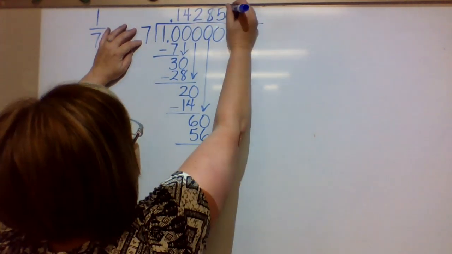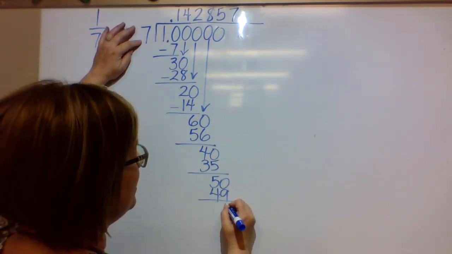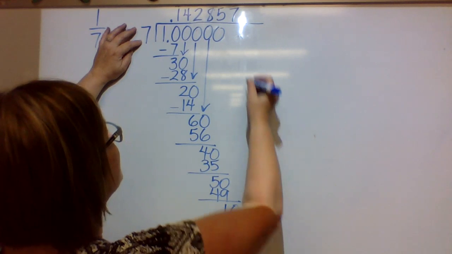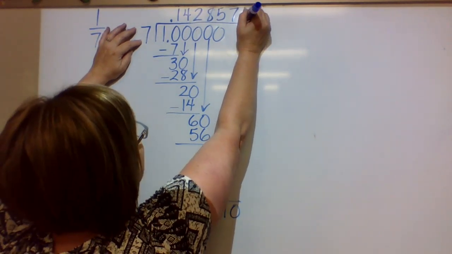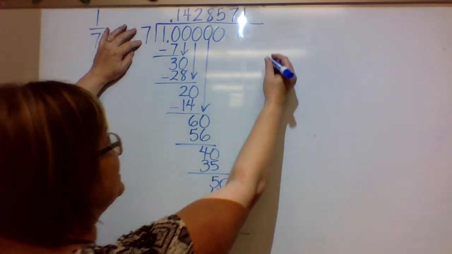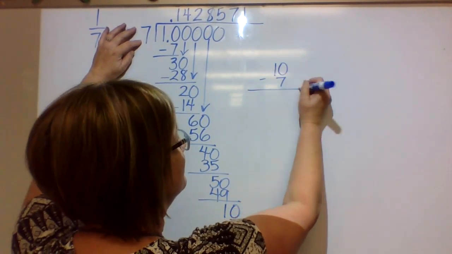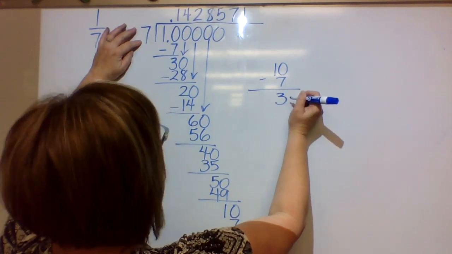50. 7 times 7 is 49. 50 minus 49 is 1. 7 goes into 10 one time. Can you still see this? I'm going to bring this up here now just so you can see it. Okay, 10 minus 7 is 3.